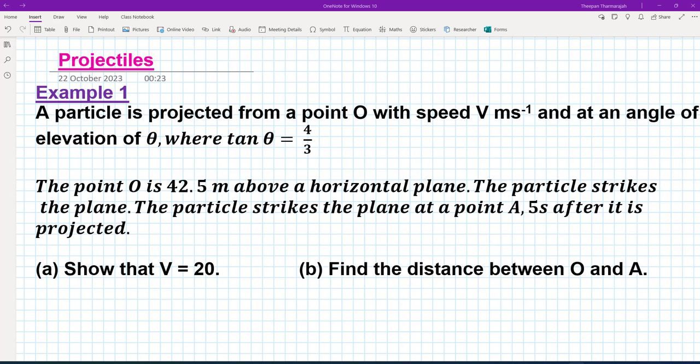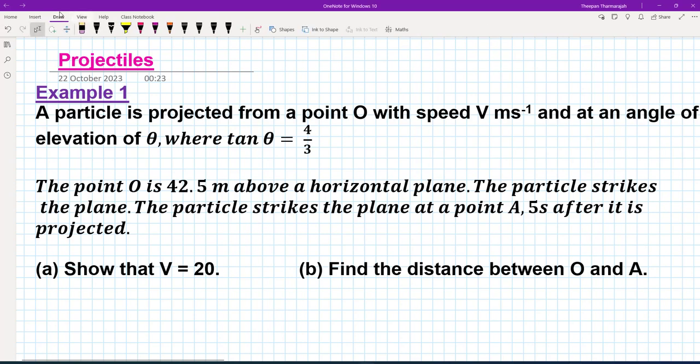A particle is projected from a point O with speed v meters per second and at an angle of elevation theta, where tan theta is 4/3. The point O is 42.5 meters above a horizontal plane. The particle strikes the plane at a point A, 5 seconds after it is projected. Part A: show that v equals 20. Part B: find the distance between O and A.